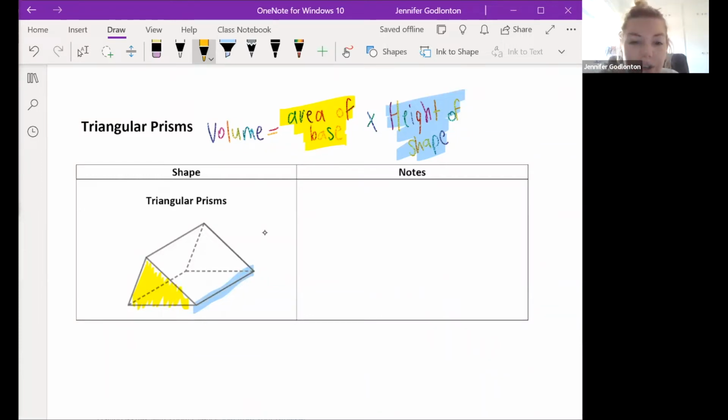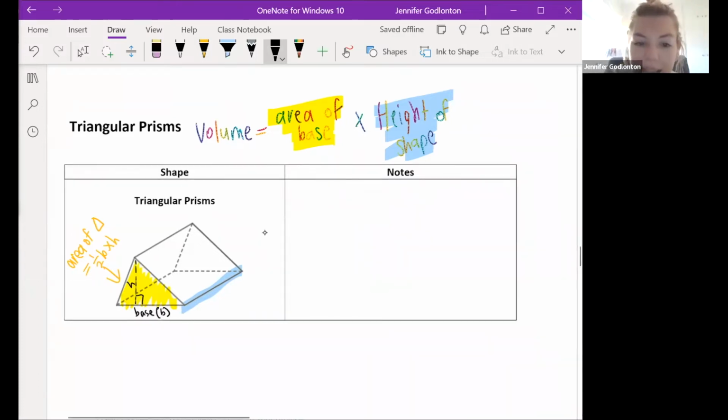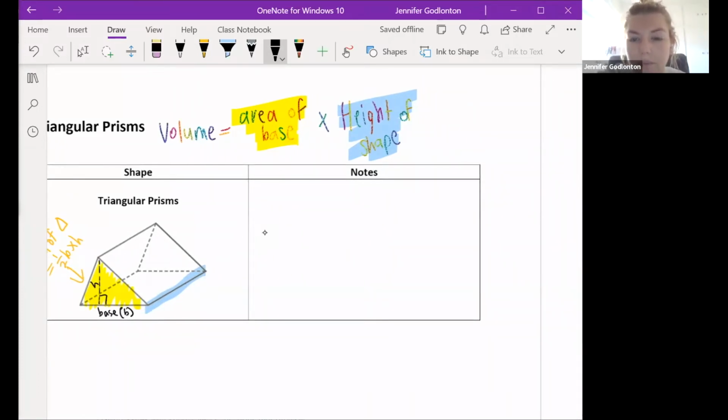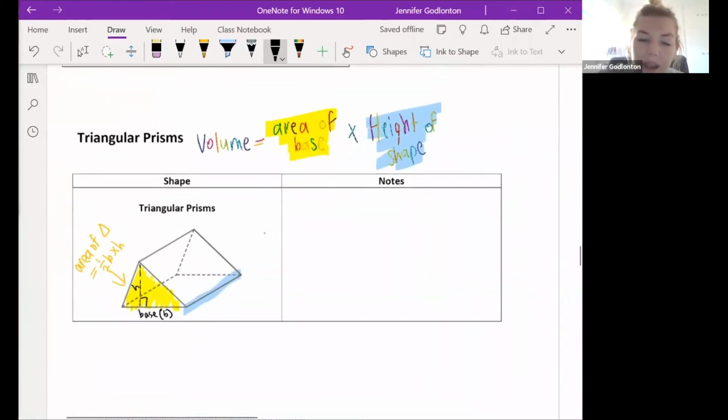All right, so if we were working out the area of this base over here, that is a triangle, and the area of a triangle is equal to half base times height. So we're going to make our little perpendicular height. Remember, your base and height always have to be perpendicular to each other. That's going to be your base. That's going to be your perpendicular height. And that's going to be your main height of your shape.